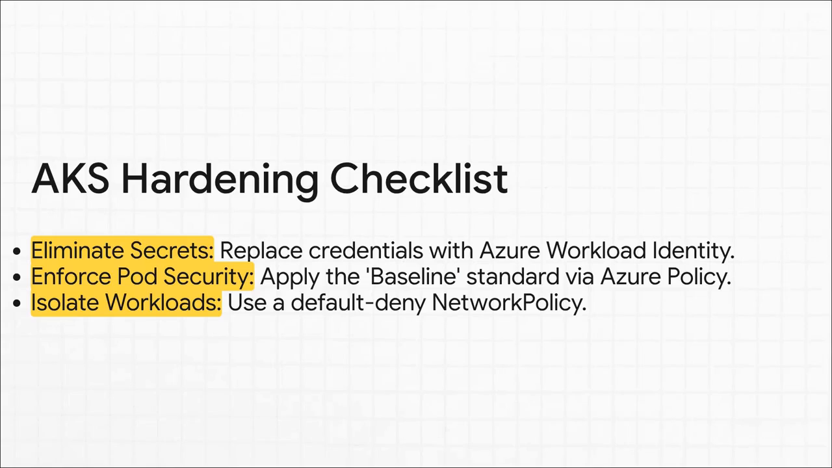Number 1, and this is your top priority, hunt down and eliminate every static secret. Replace them all with Azure Workload Identity. Second, use Azure Policy to enforce the baseline pod security standard across all your namespaces. This is a huge win that just wipes out an entire class of vulnerabilities. And third, implement a default deny network policy. Start isolating your workloads from each other. These 3 steps will fundamentally transform your cluster's security posture.